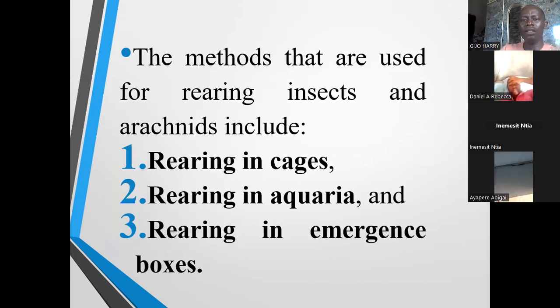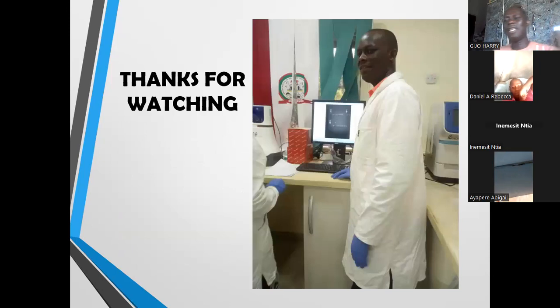Then we also said that some immature insects can be reared in order to get the adult stage of the insects. They can be reared in cages, in aquaria, particularly the aquatic insects, and in emergent boxes, particularly when it is the egg of the insects. So that's how far we can go in today's lecture.